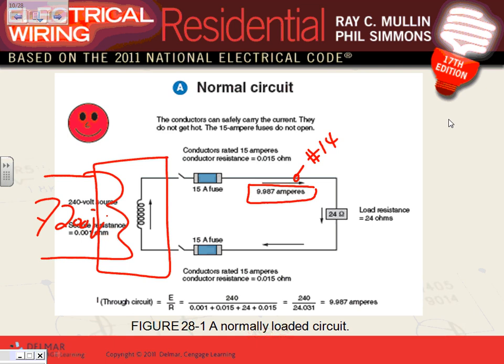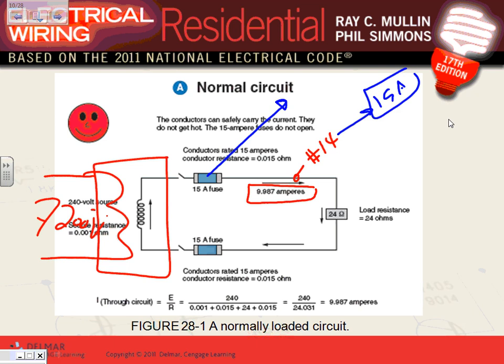What's a normal condition? If you go to how much current number 14 can carry, with restrictions from the code, 15 amps. So have I exceeded the 15 amps full load on that? No, so I'm good. How much current continuously can a 15 amp fuse or circuit breaker carry?